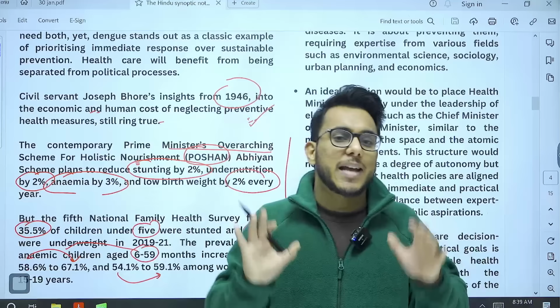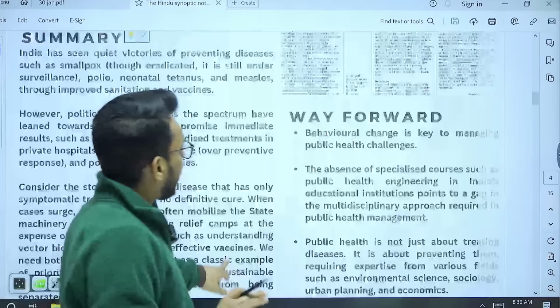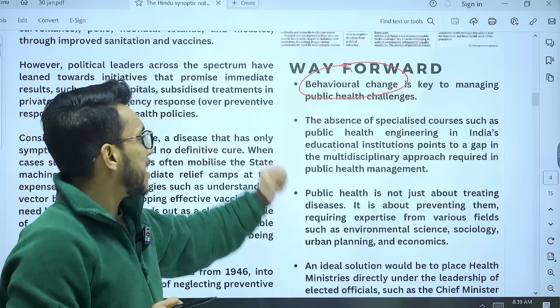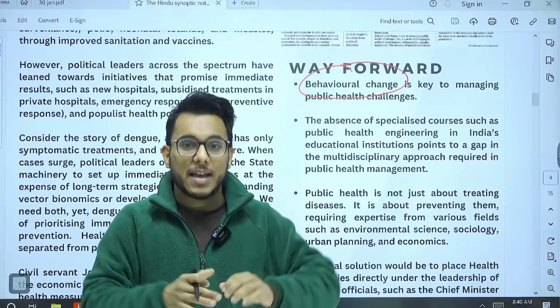Now, the article provides the way forward that is needed in this direction. Number one, behavioral change is important to manage the public health challenge. For example, if we maintain hygiene and wash our hands frequently, many infectious diseases could be avoided. In behavioral change, adopting a diversified diet and ensuring nutrition of the child in the early age are very low-cost interventions that can help.